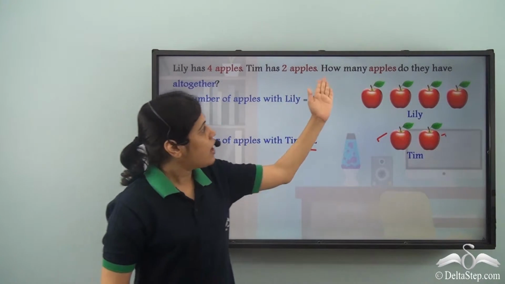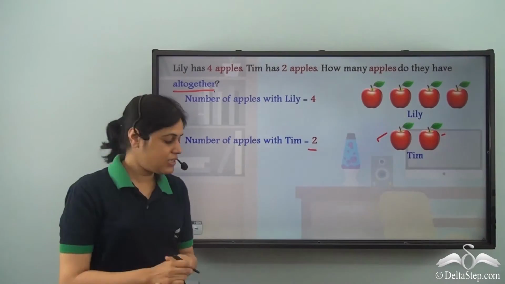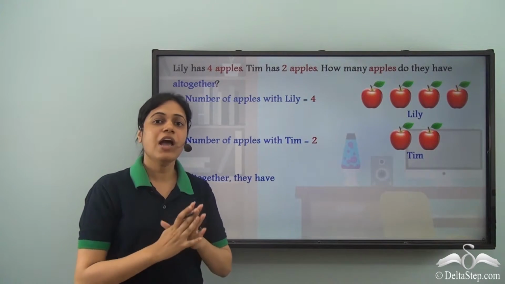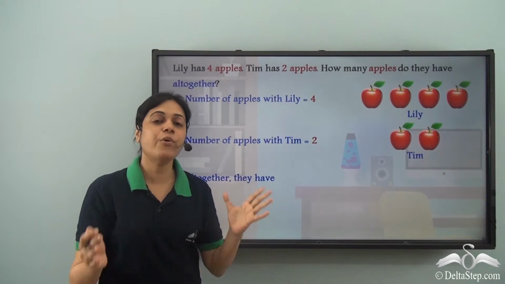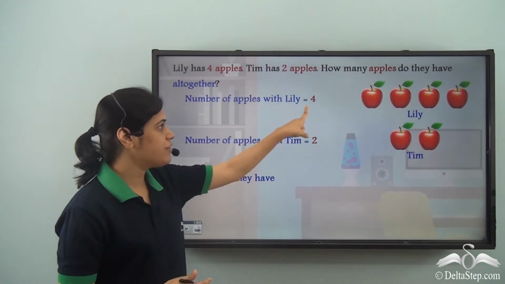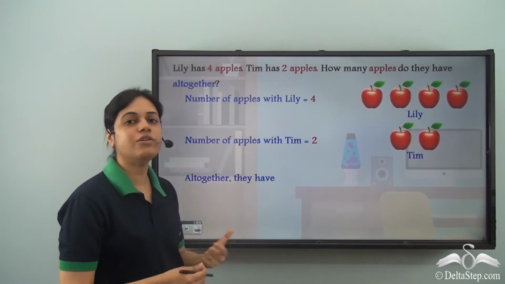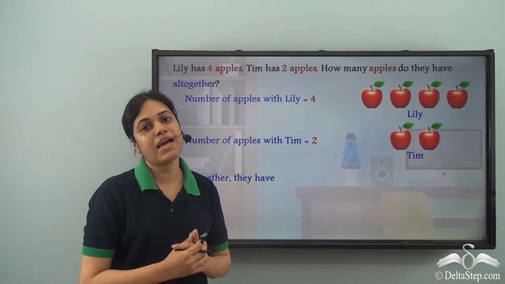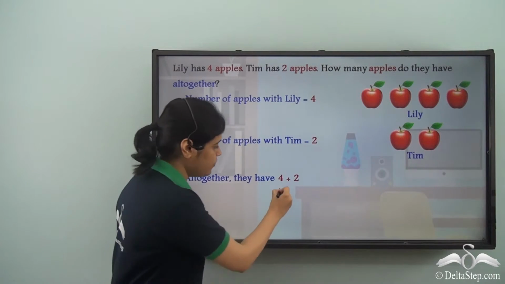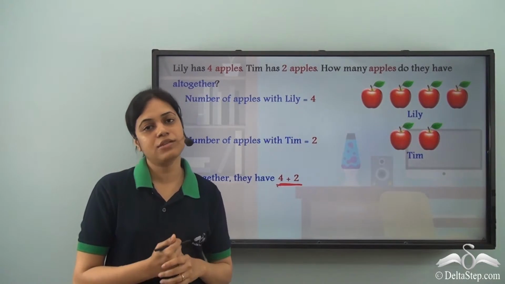Then, how many apples do they have altogether? That means altogether they have, we need to find how many apples they have put together or combined together. So altogether they will have 4 plus 2. Yes, because altogether or putting together means addition. So I need to add 4 plus 2. So altogether they have 4 plus 2 apples.